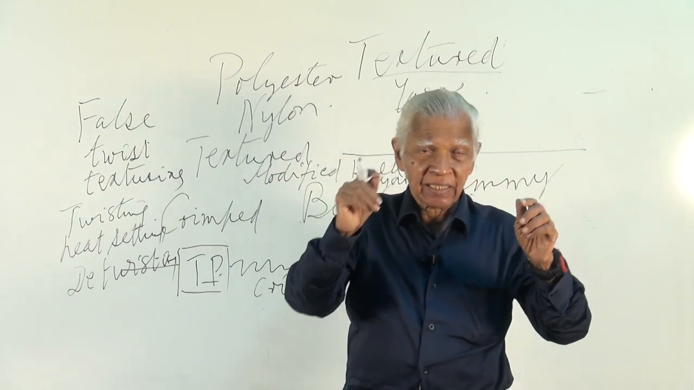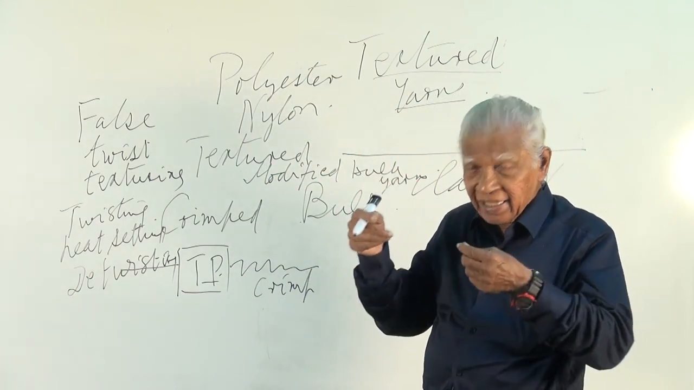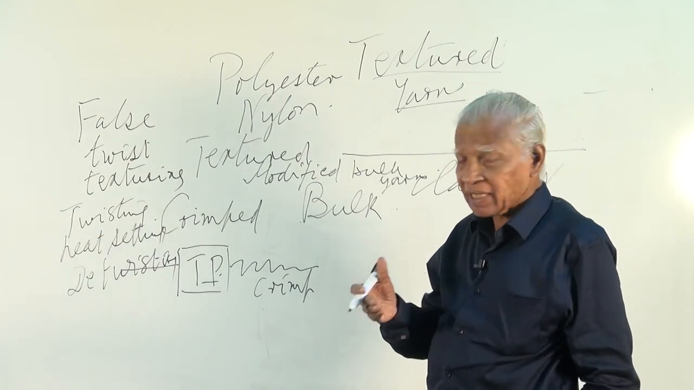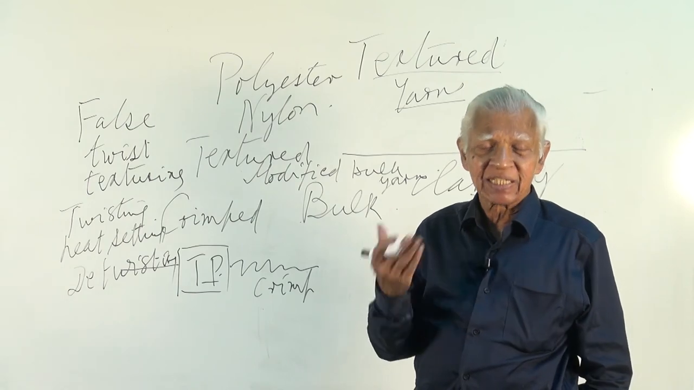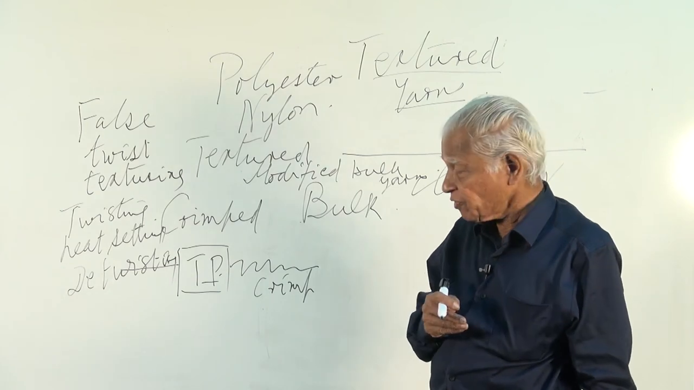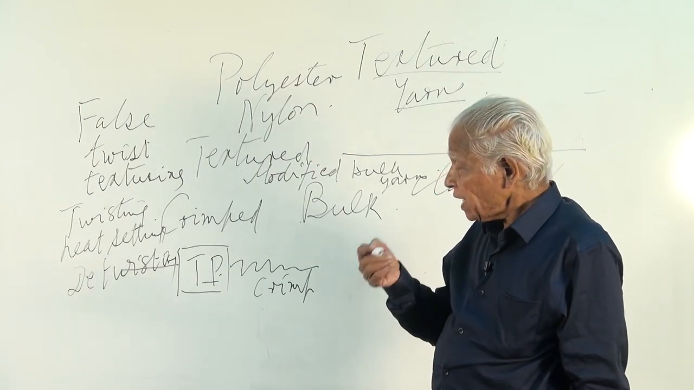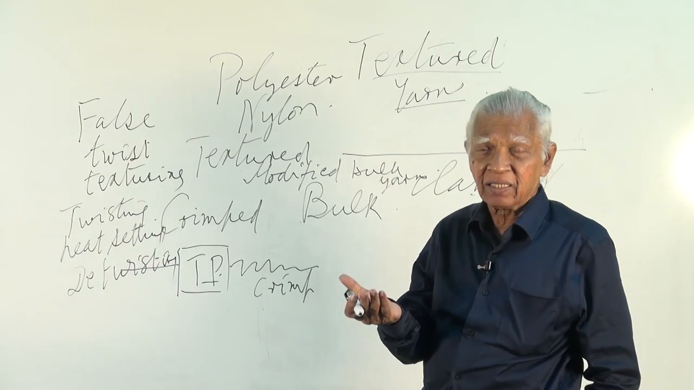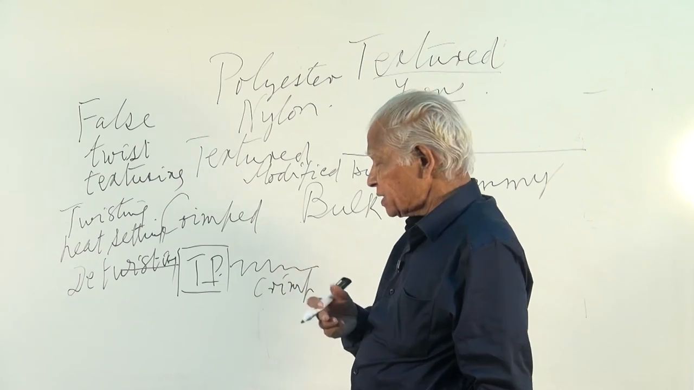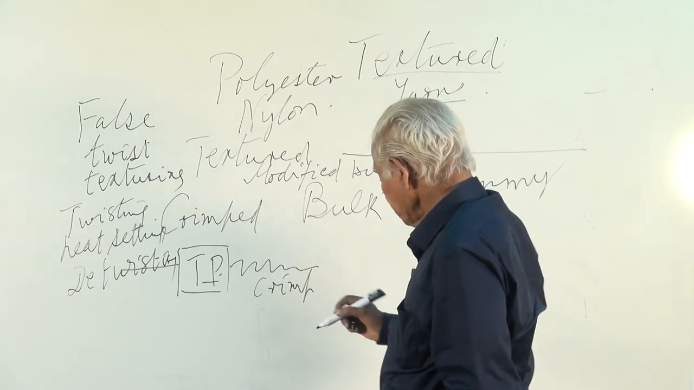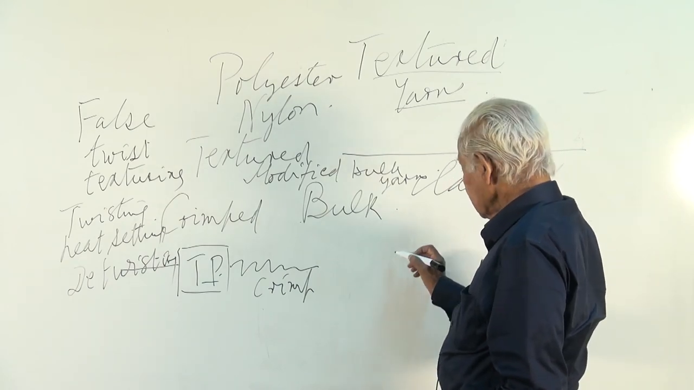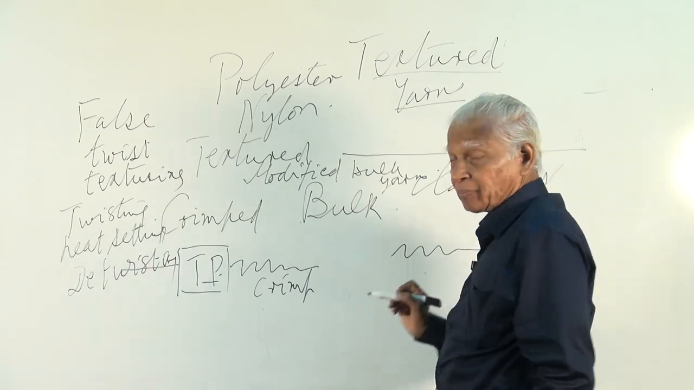A yarn is taken, it is twisted, and then heat set. What is heat setting? Subjecting the twisted yarn to heat for a fraction of a second. The temperature may be around 170 degrees centigrade for polyester. And after it has been set at that temperature for a certain duration of time, which is seconds, it is detwisted. So when this process is given to the yarn, then the resulting yarns have this crimp.